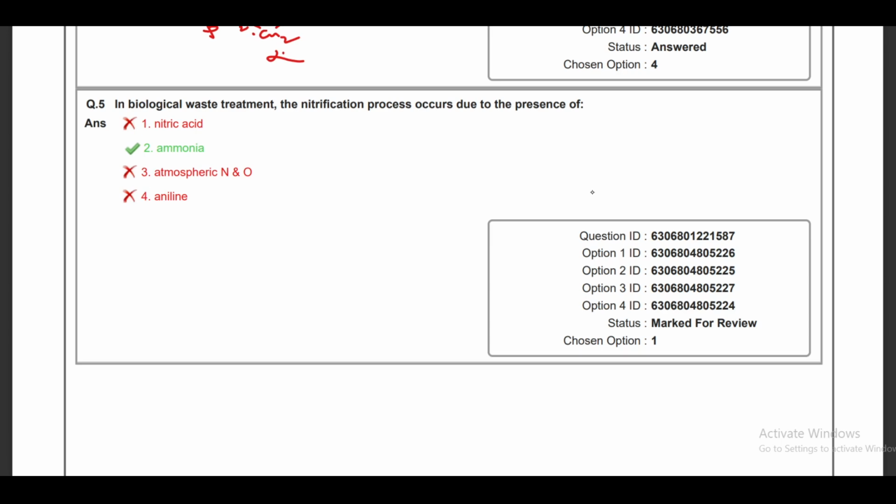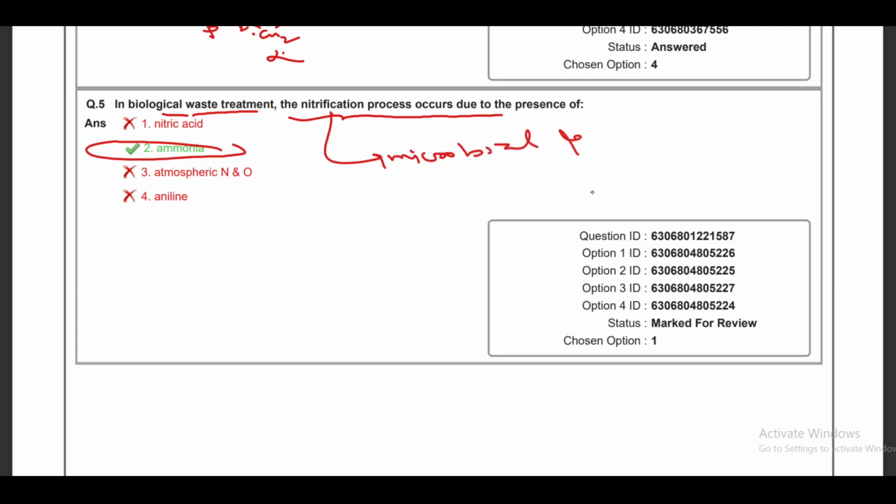In the next question, in a biological waste treatment, the nitrification process requires due to the presence of, its correct answer is ammonia. Nitrification is a microbial process. In this, ammonia is oxidized to nitrite.